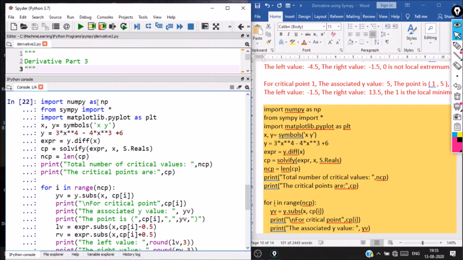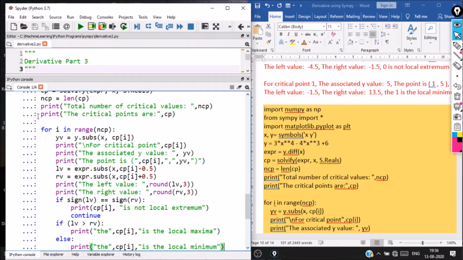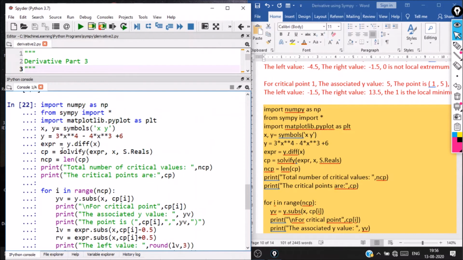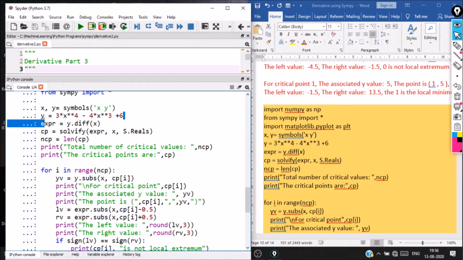Okay, so import numpy as np, from sympy import asterisk. Now this particular line is not required because we are not plotting anything. So x and y are the symbols. This is the expression, y is equal to 3x to the power 4 minus 4x to the power 3 plus 6. So this is the single derivative, and here you solve it for 0, and we can get the critical points.